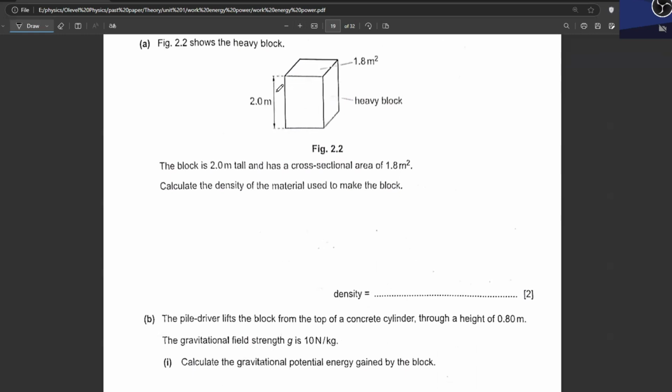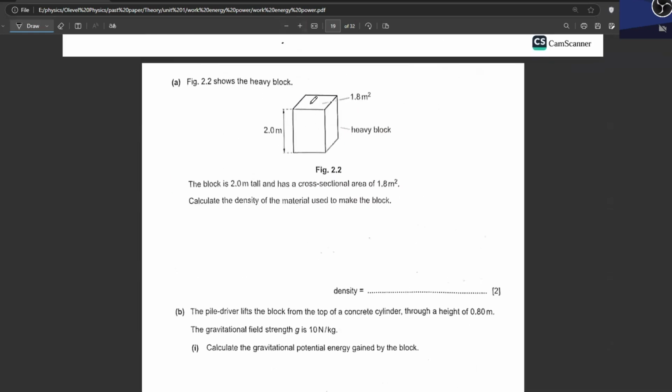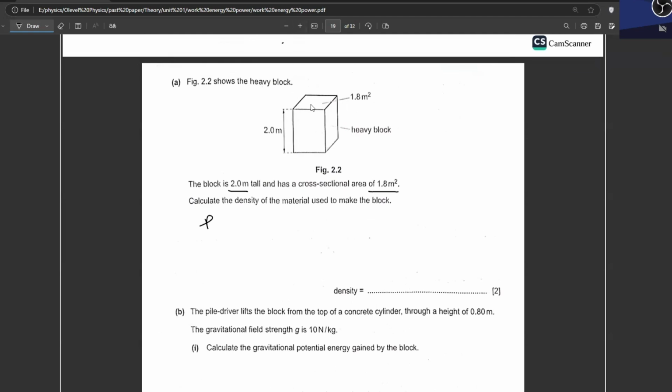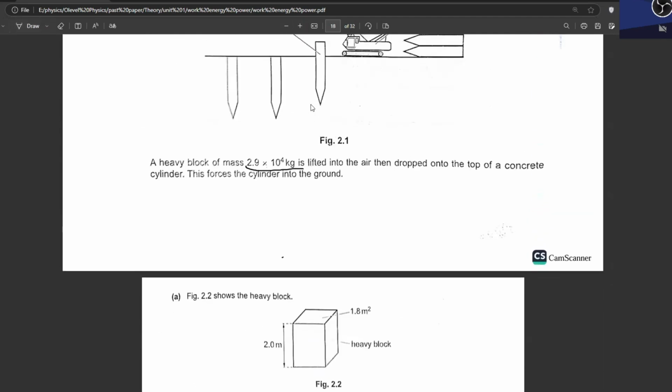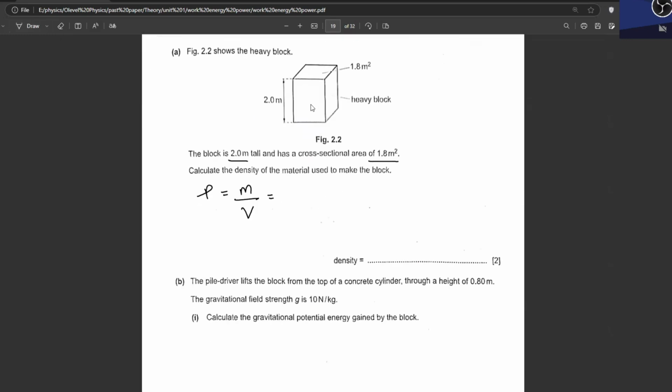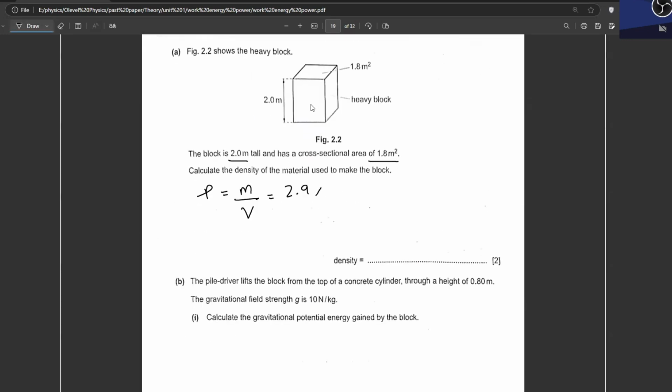Figure 2.2 shows the heavy block. The block is 2 meters tall with a cross-sectional area of 1.8 meters square. Calculate the density of the material. The density of the material is mass over volume. What is your mass? 2.9 × 10^4. What is your volume? Area, that is 1.8, times the height, that is 2.